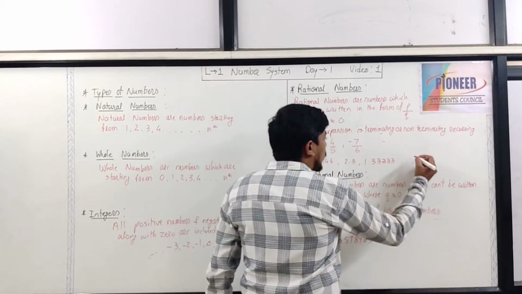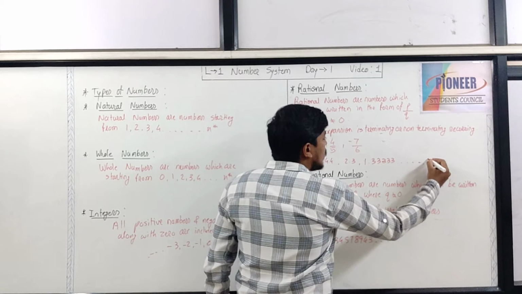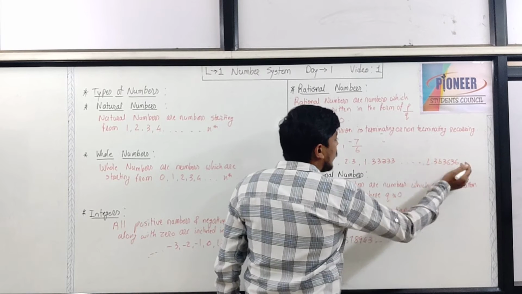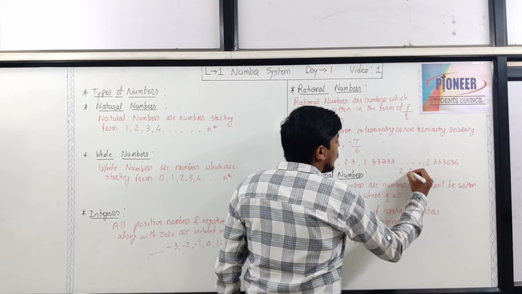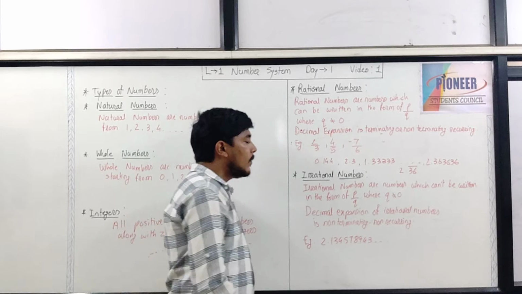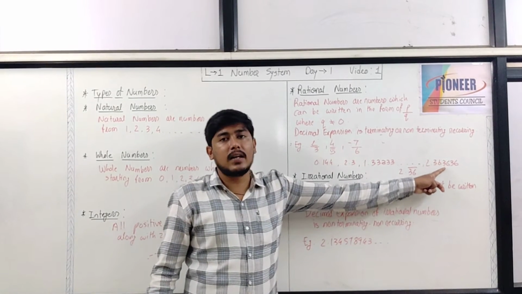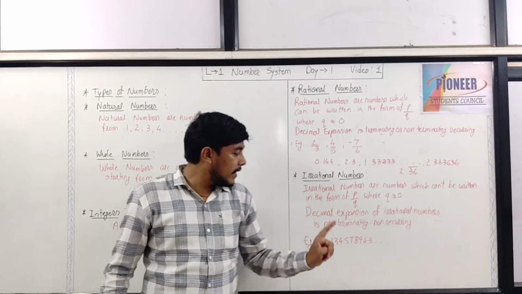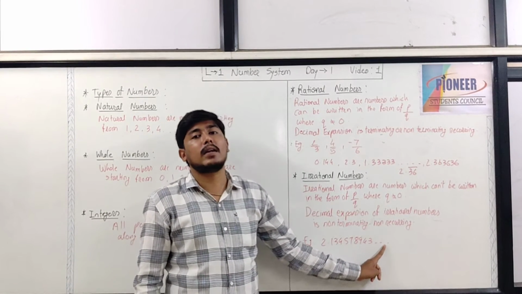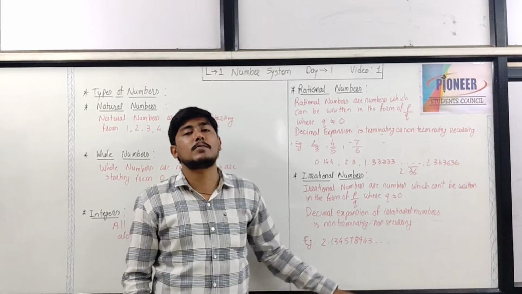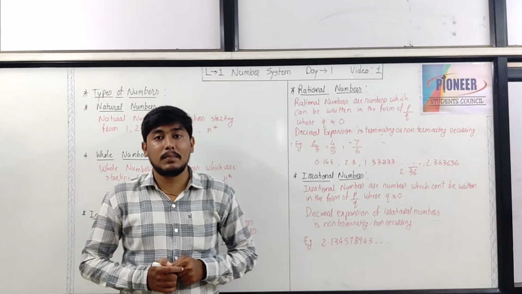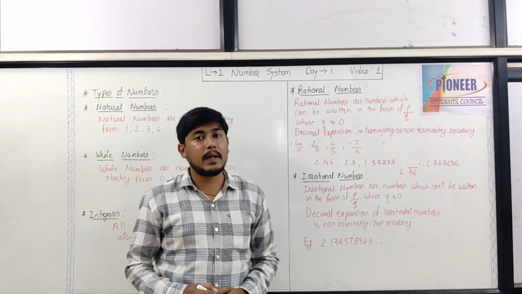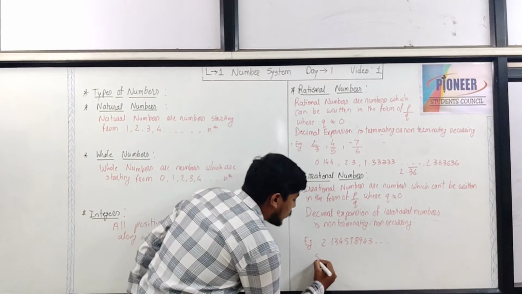If I look at one more example of a rational number, 2.363636, or for repeating numbers we can say 2.36 bar. This 36 is repeating continuously, so this number is known as rational. But there is no particular pattern repeating over here in the earlier example. Therefore, such numbers are known as irrational numbers. Okay. One more thing.